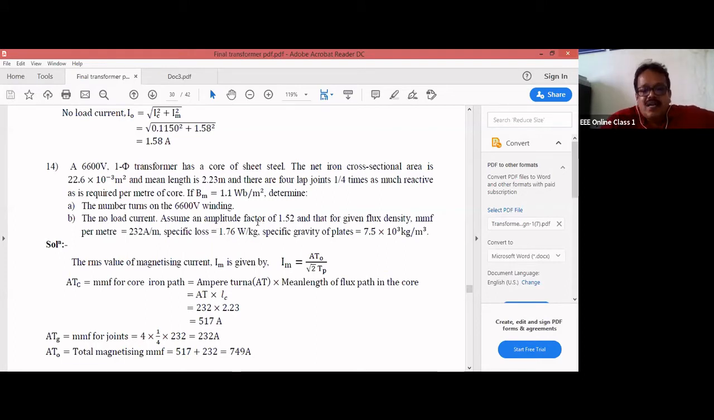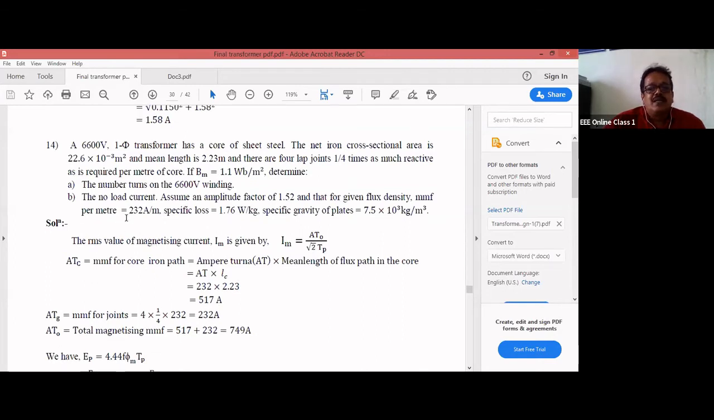Assume the amplitude factor of 1.52 and that for the given flux density, the MMF per meter is 232 ampere per meter for iron, specific loss 1.76 watts per kg, and specific gravity of the plates 7.5 into 10 power 3 kg per meter cube. These are the things given.